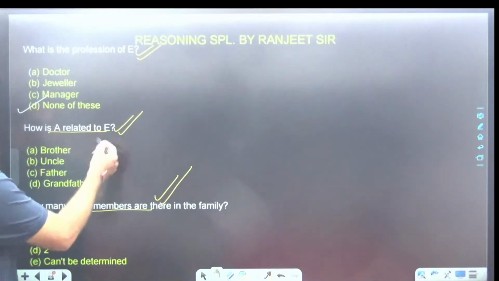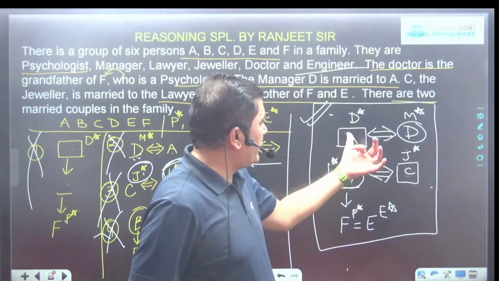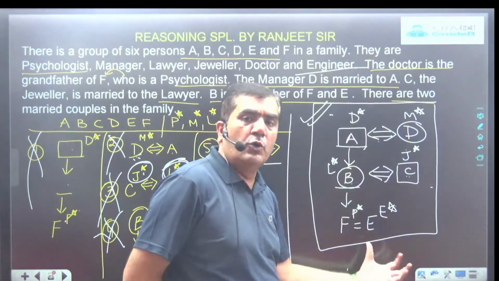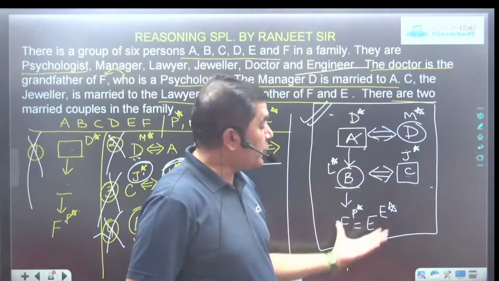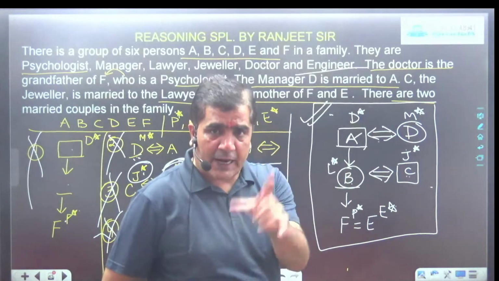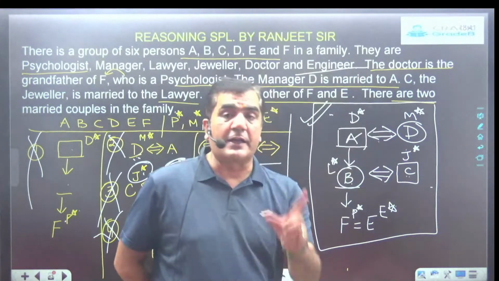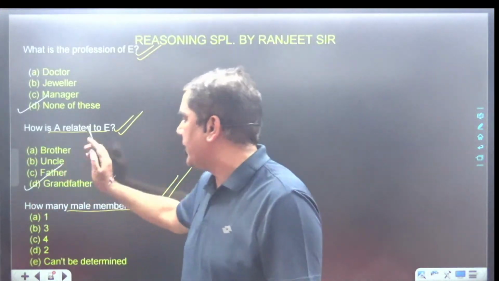Next one. How is A related to E? See, A is over here, E is over here. And A is 2 generations up. A gap of 2 generations means grand, and 2 generations up male means father. So the answer should be grandfather. A is nothing but the grandfather of F, D.